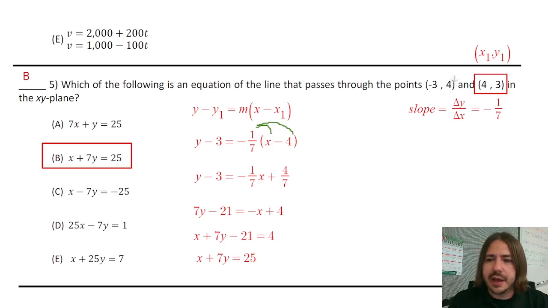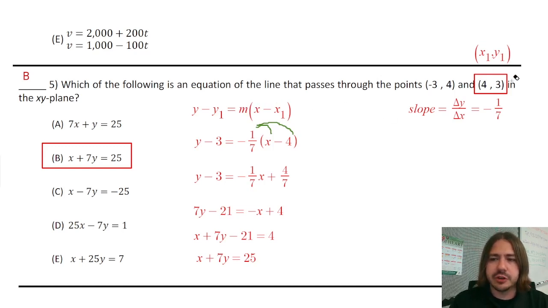We can see that my change in y, or my delta y, to go from 4 to 3 is -1. Right? We subtract 1 to go from 4 to 3. And to get from -3 to 4, we've got to add 7. So my slope is going to be -1 over 7, which is -1/7. Then we can use point slope form, which is given here, to substitute in the slope and one of the points. And then we can rewrite it in standard form.